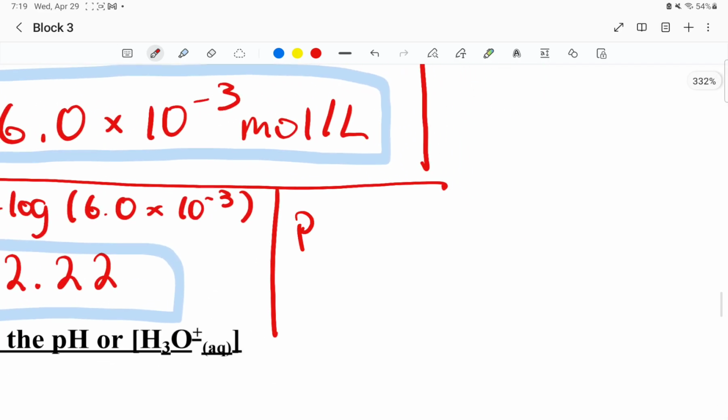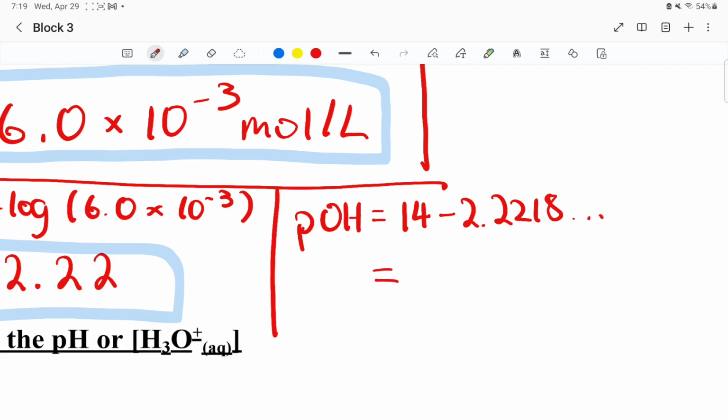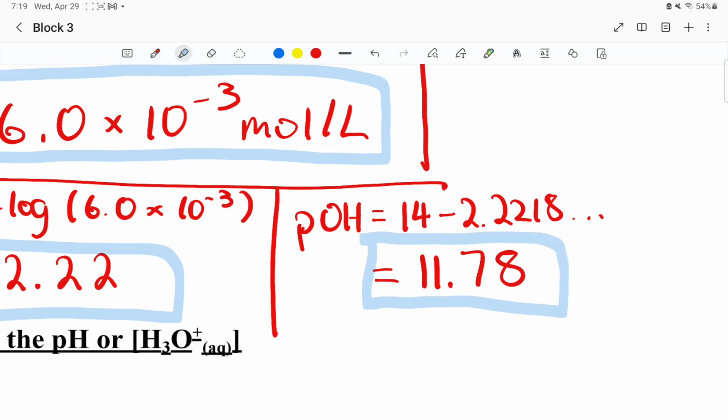So to find pOH, this is where you watch out. This is where you keep using the unrounded number. So you do 14 minus 2.2218..., and that you have in the calculator. 14 minus that, and you get about 11.7. It's 778, so it'll be 78. All right, boom. Third answer.